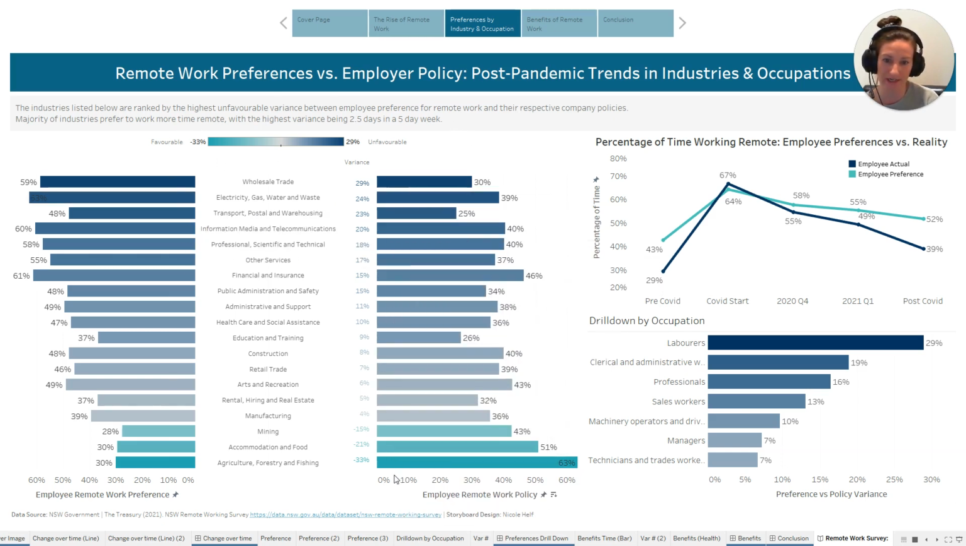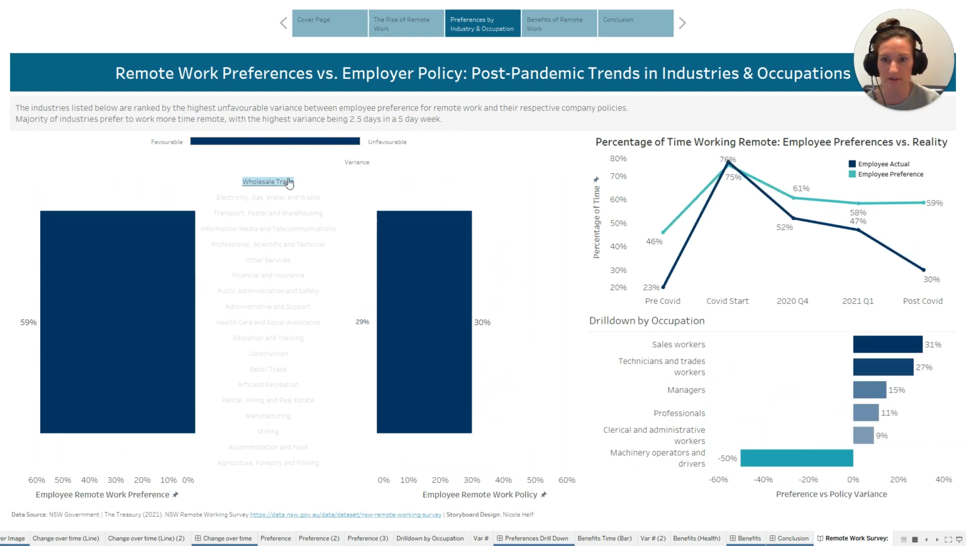So we can see there's only 3 industries here where it's a favorable variance. And if we look at what those industries are, mining, a combination of food, agriculture, forestry, those aren't really industries that would have a lot of remote work opportunities anyway. So I'm going to focus on, okay, well, what's the industry that has that highest variance?